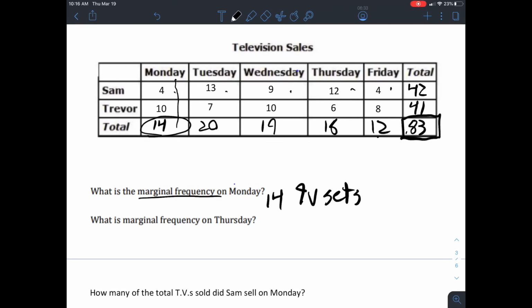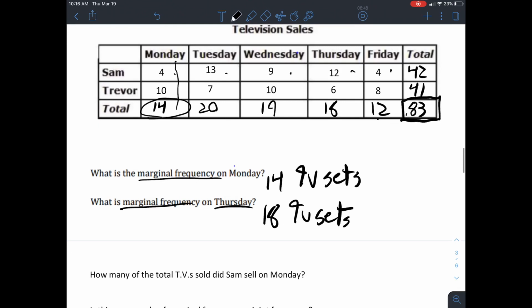So our marginal frequency for TVs sold on Monday is 14. What is the marginal frequency for Thursday? We'll do the same thing. We'll go to Thursday, go down to our margin. Turns out that 18 TV sets were sold on Thursday. So our marginal frequency for Thursday is 18.